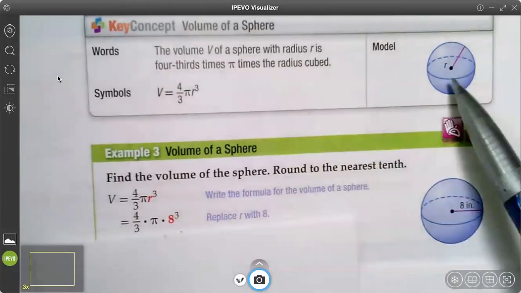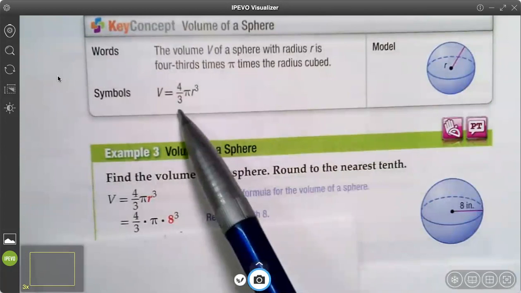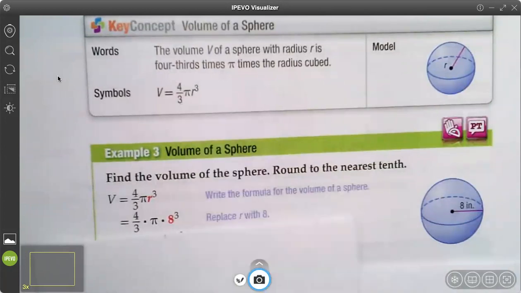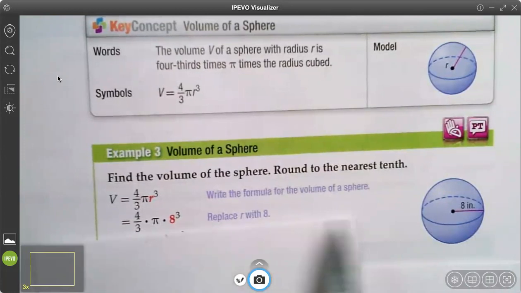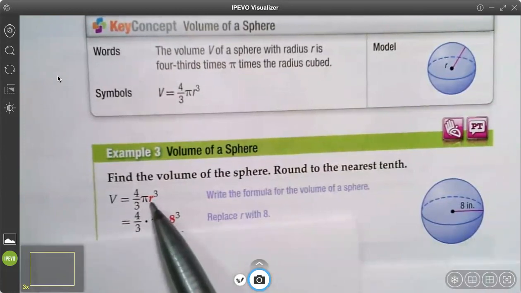So here we have a picture of a sphere. The formula for a sphere, 4/3 pi r cubed. And here's an example of one to work out. The only measurement we need from a sphere is the radius, halfway across the sphere. A sphere is like a globe. The radius is 8, which is the only measurement I need, so I plug it into my formula.